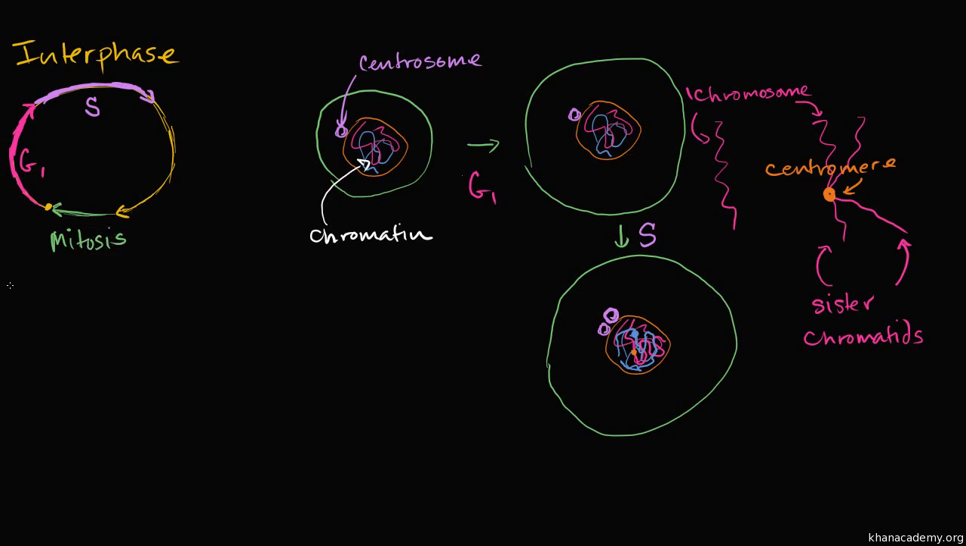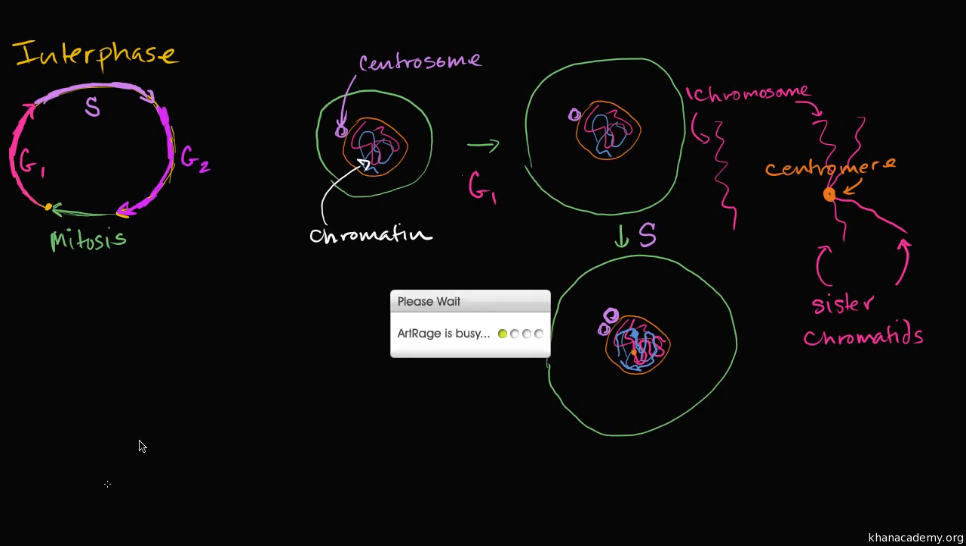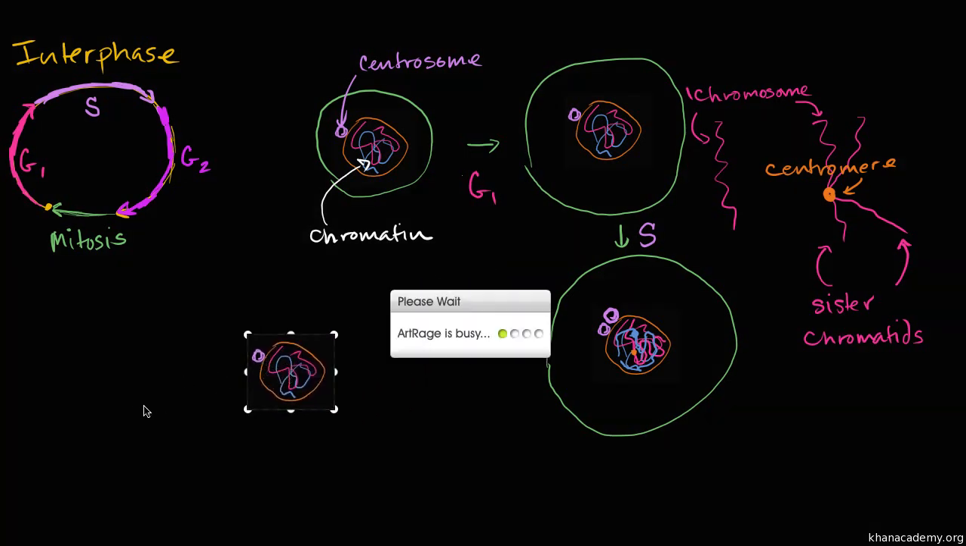And then before going into mitosis, there's one more growth phase, and we call that G2. So we have one more growth phase, which we call G2. And then we are ready. So let me just copy and paste this. Actually, let me just do this. So that's what we had before.